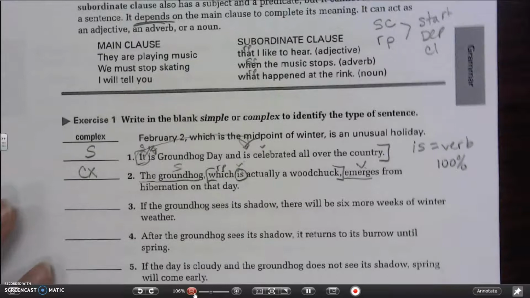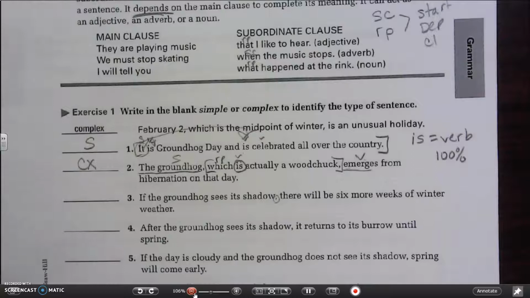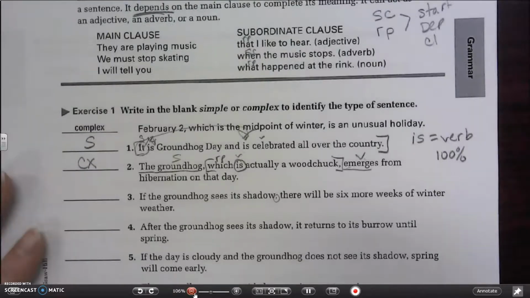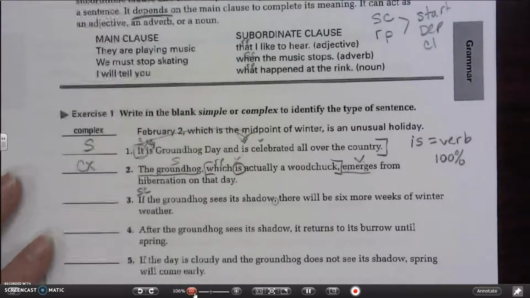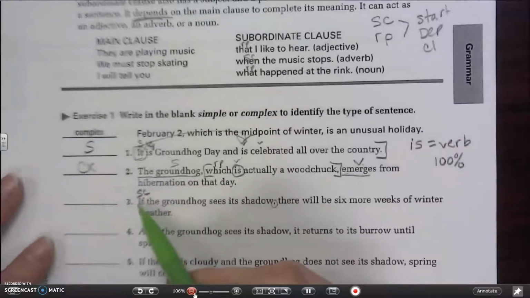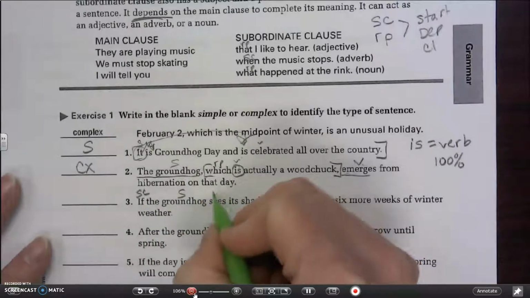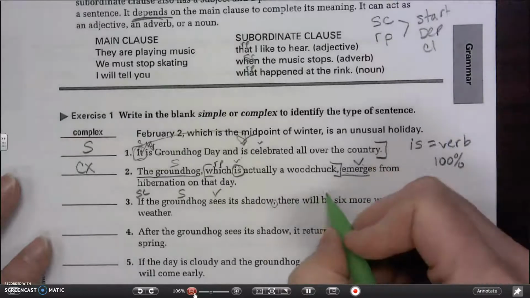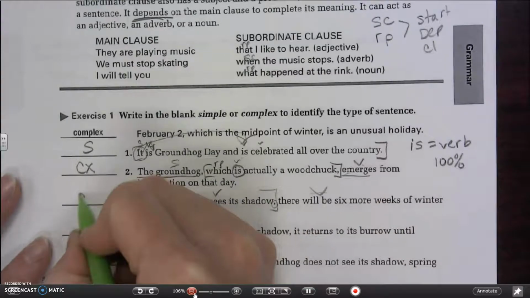Now if you take a look at number three, I'm going to pay attention to these commas. Commas are going to signal different pieces of the sentence. Sometimes they signal your clauses, sometimes they signal phrases, but it's a good idea to pay attention to those commas. So here, automatically, I see a subordinating conjunction. And remember, subordinating conjunctions can start dependent clauses. So if I have a dependent clause, it's if the groundhog sees, there will be, there's my other verb. So I've got for sure two clauses here, which means it's a complex sentence.